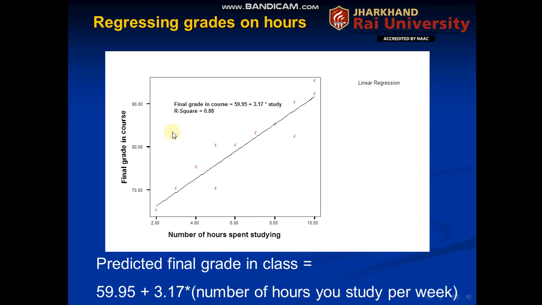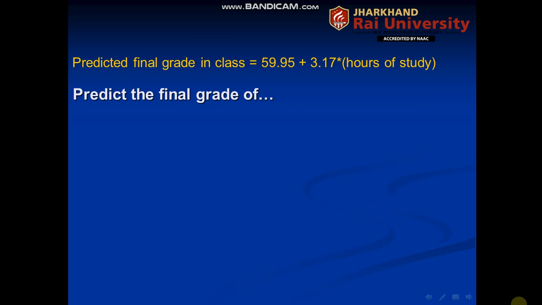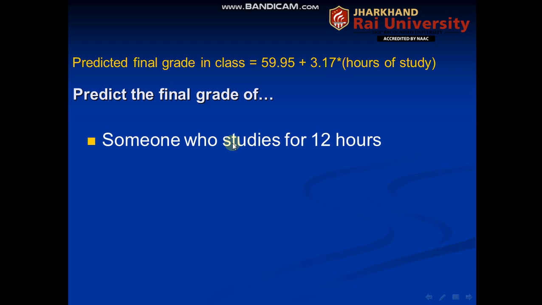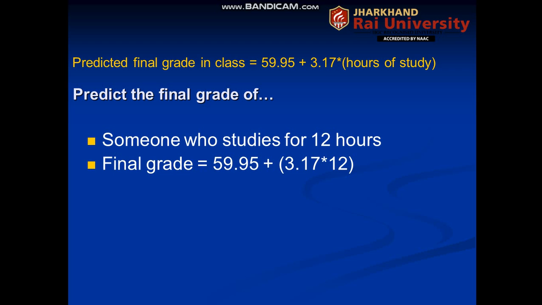This is the number of hours you study per week. Okay. So we have got the value of r as 0.88, the square of r being 0.88. So predicted final grade in class equals 59.95 plus 3.17 times the hours of study. Predict the final grade of someone who studies for 12 hours. So we have to multiply it with 12. So final grade equals 59.95 plus 3.17 into 12.